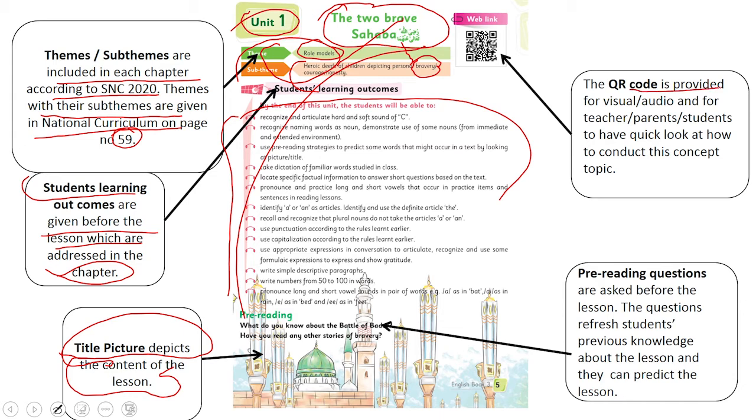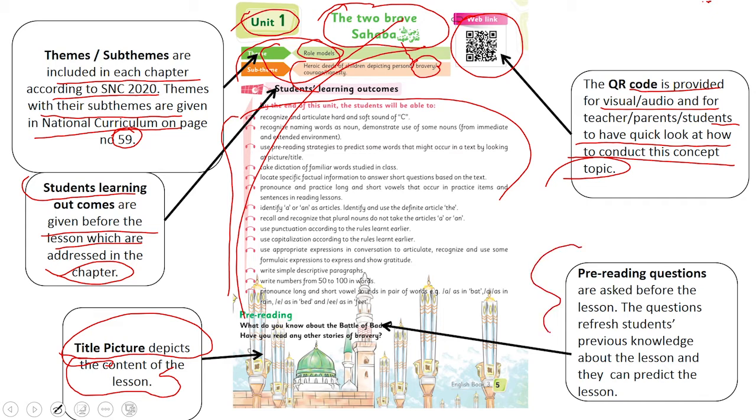A QR code is provided for visual and audio support, for teachers, parents and students to have a quick look at how to conduct this concept or topic. If you scan the code here, you can learn more about the discussed topic and have more practice of it.